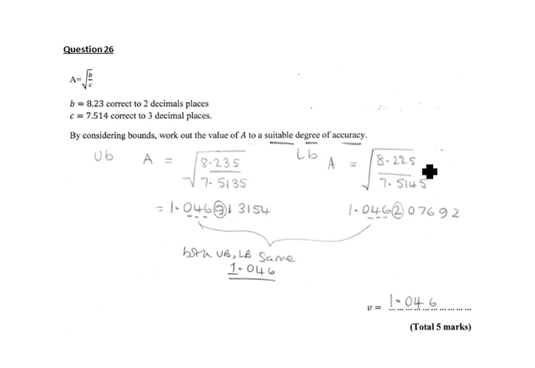Work that out, and then for the opposite, we want the lowest B, which is that. We want the highest C, which is that. Work out the answers. Now both answers start off with 1.046. That one goes 9, that one goes 2 next.